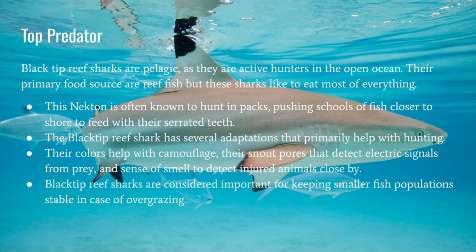Another thing would be their colors to help with camouflage, as they have a lighter bottom and a shadier, darker top. Also, they have snout pores that can detect electric signals from prey, and their sense of smell to detect injured or stressed animals in the vicinity. These sharks are considered important for keeping smaller fish populations stable in case of overgrazing, a lot like the black groupers.